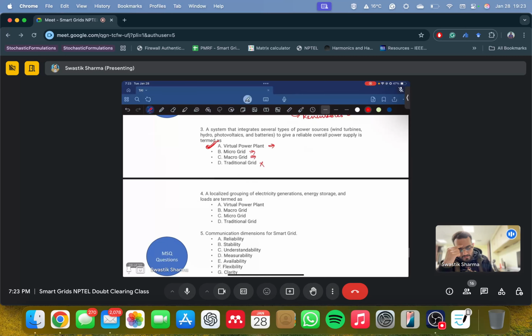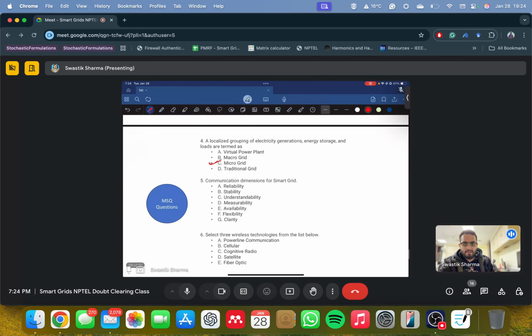Fourth question: a localized grouping of electricity generation, energy storage, and loads is termed as. Now answer this question. Microgrid. Yes. Why is that? Because these can support loads using electricity generation devices like photovoltaics or energy storage for the time they are disconnected from the grid. For example, a hospital can act as a microgrid.